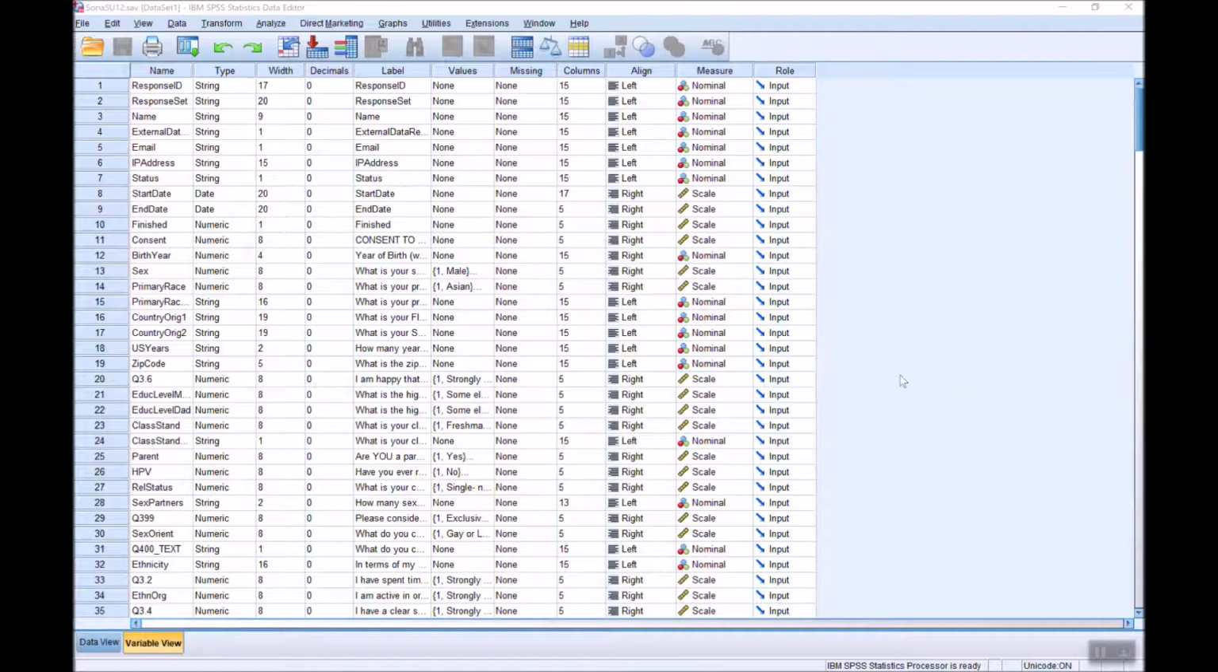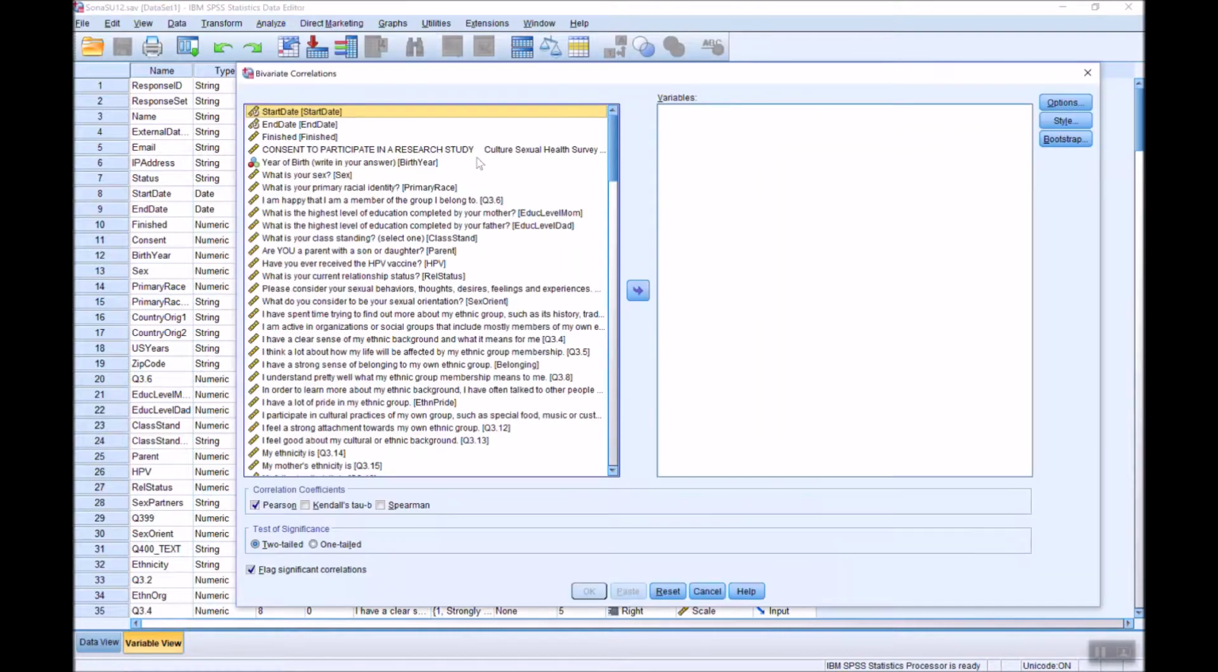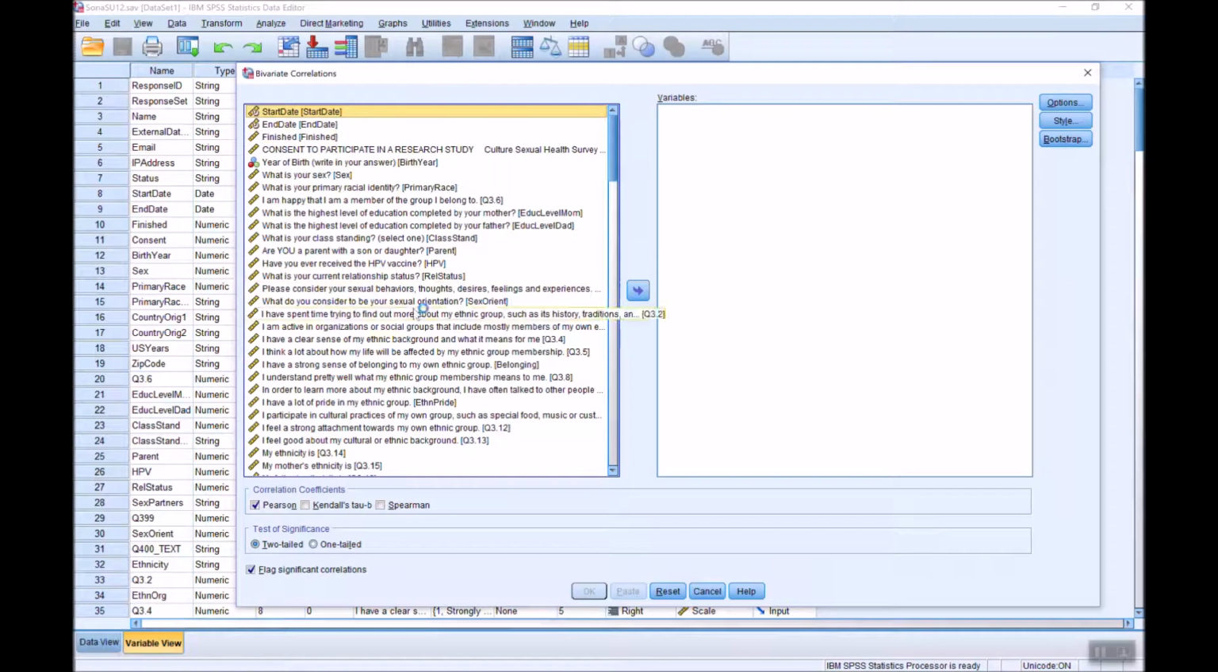So if I wanted to run this correlation, what I would do is go to the Analyze tab at the top toolbar here, then scroll down until I see Correlate, and then click the first one, which is Bivariate. And here you see, again, all of the items or variables in the dataset, but I'm only interested in a few.